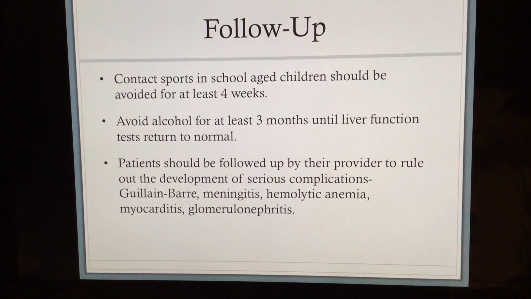And that's my presentation on the Epstein-Barr virus. Thank you.